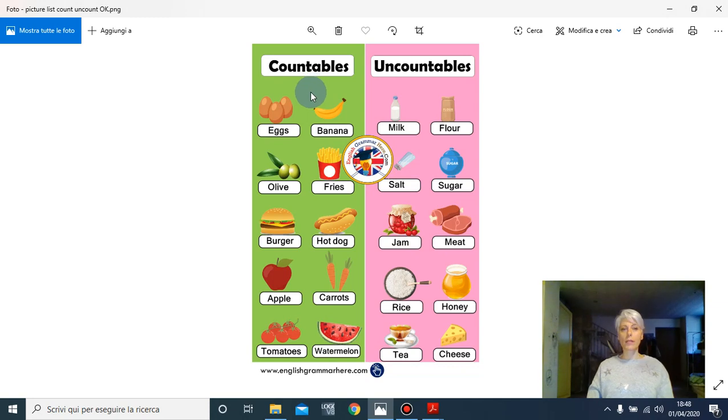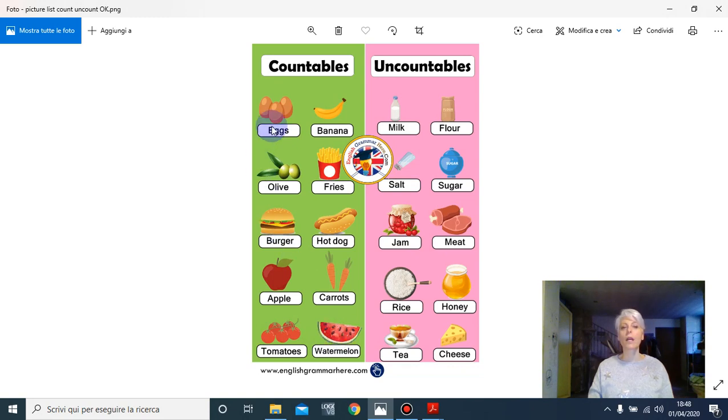Countable nouns. Affirmative. There are 3 eggs. There is a banana. There are 2 olives. There are lots of fries. There is a burger. There is a hot dog. There is an apple. There are 2 carrots. There are 5 tomatoes. There is a watermelon.